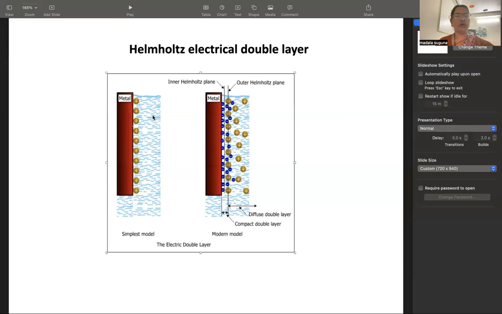Due to the formation of the Helmholtz electrical double layer, a difference in potential is established at the interface of the metal and electrolytic solution. This difference in potential is called electrode potential.